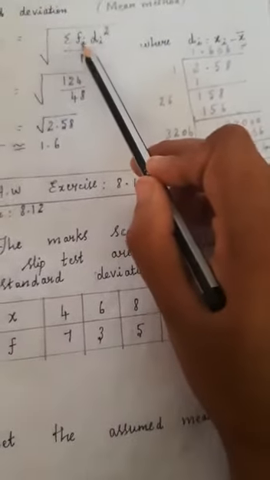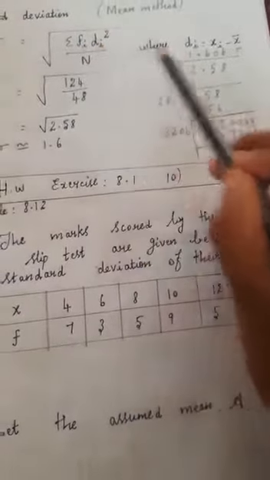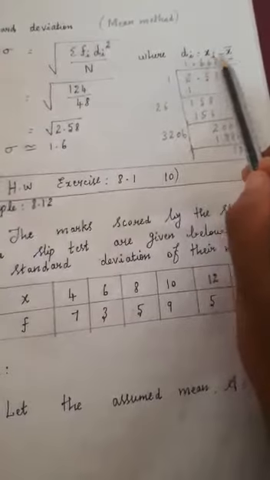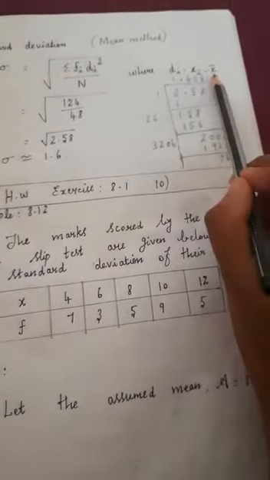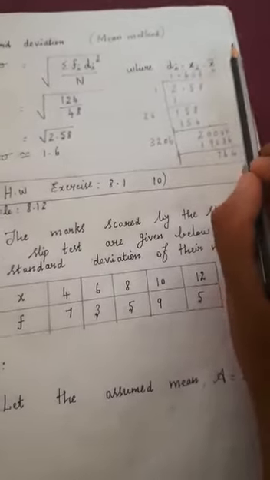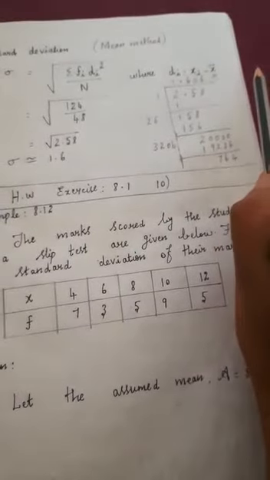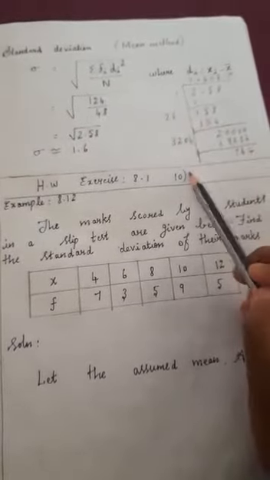Next one, fi, you know that. Di here, what is it? By mean method, di value is xi minus x bar. So xi, you know, is all the observations. Here x bar means mean. So in this group data, how will you find out the mean? If the given data is ungrouped data, how will you find the mean? Add all the observations and divide by the number of observations.